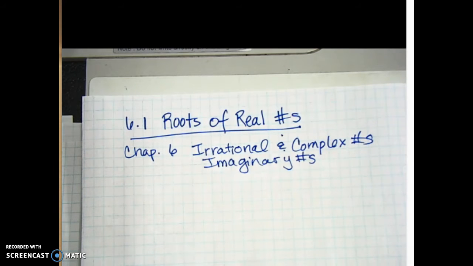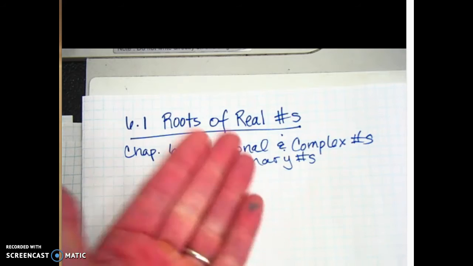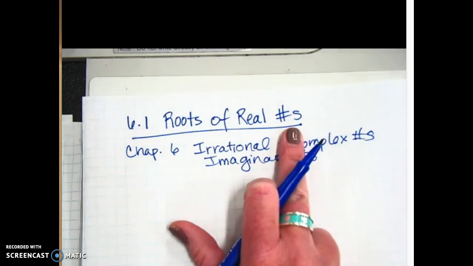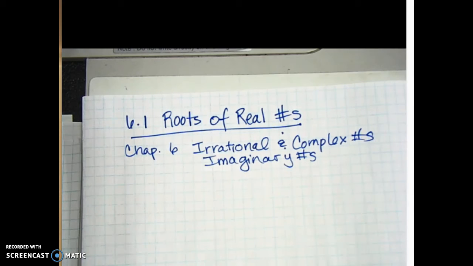So a complex number is a real number and an imaginary number put together. It looks like a binomial, but it's going to have a real number part and an imaginary part. Today we're just starting with real numbers, which makes it a little bit easier. And we're going to start by talking about perfect squares and square roots.